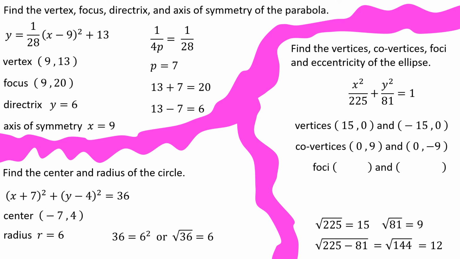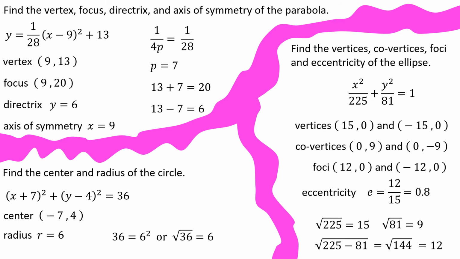So the foci, (12, 0) and (-12, 0). Eccentricity: distance to the foci divided by distance to the vertices. Right, so the eccentricity is 12 over 15. And if I wanted to, I could reduce it as a fraction.